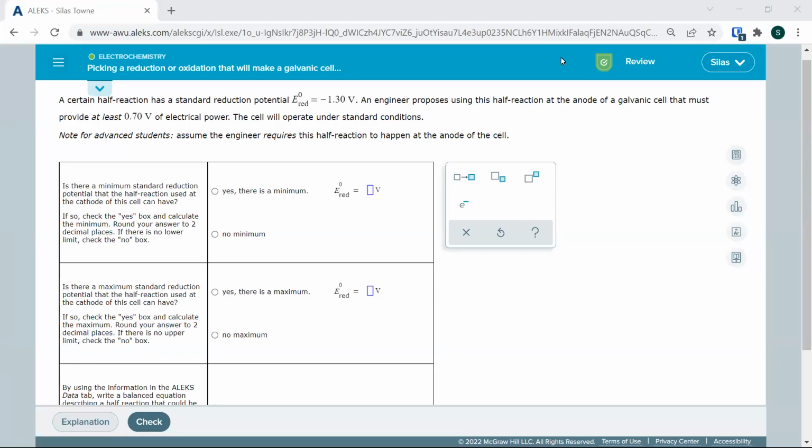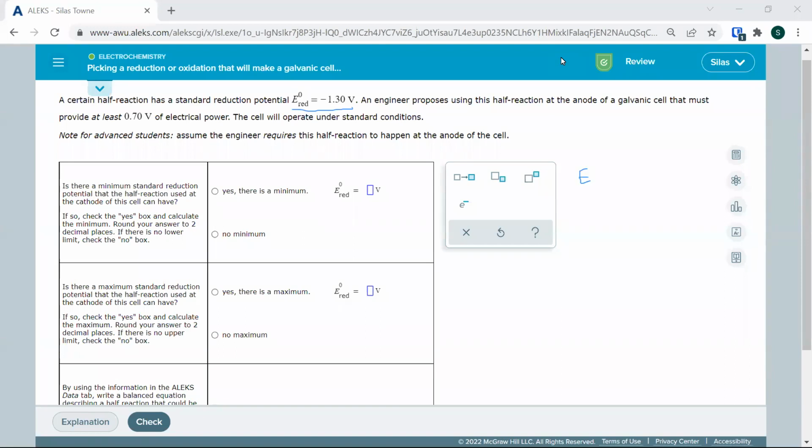All right, let's look at this half reaction here and decide what we need at the cathode to make this operate at the conditions needed. So there's a lot going on in the question. Remember, the table, and we'll look at the table in a second, always shows reduction potentials. And so we build our calculation around that, always using reduction potentials.